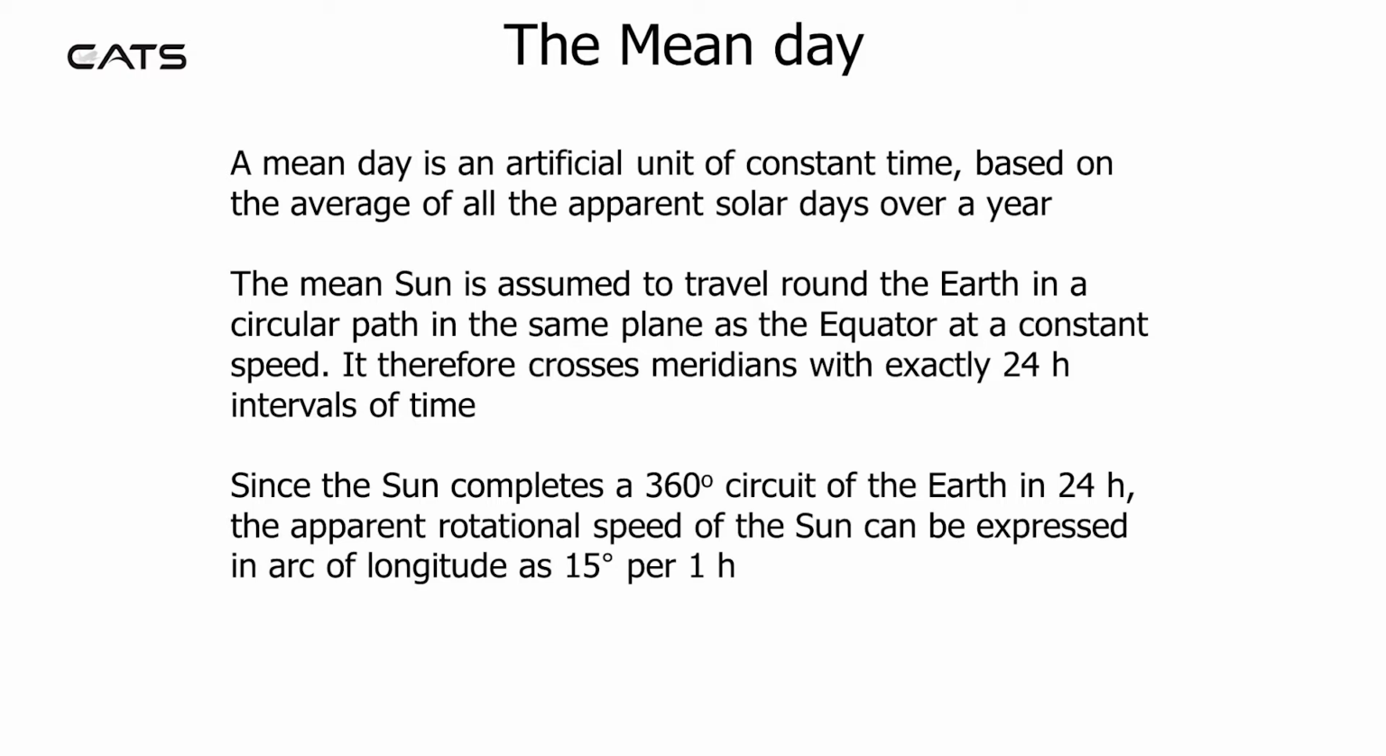The mean day. A mean day is an artificial unit of constant time, based on the average of all the apparent solar days over a year. The mean Sun is assumed to travel round the Earth in a circular path, in the same plane as the equator, at a constant speed. It therefore crosses meridians with exactly 24-hour intervals of time. Since the Sun completes a 360-degree circuit of the Earth in 24 hours, the apparent rotational speed of the Sun can be expressed in arc of longitude as 15 degrees per hour.